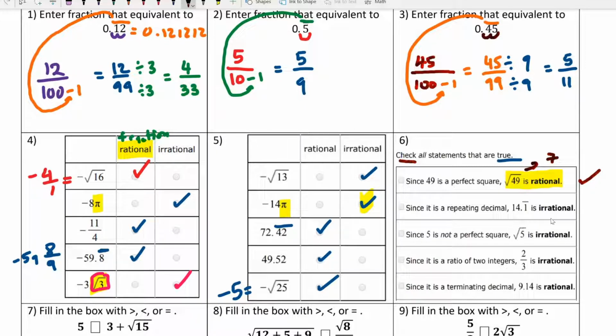14.1 with a repeating bar is irrational. We can write this as a fraction, so it's supposed to be rational. This statement says it's irrational, so it's wrong. We don't put a check mark there. Since 5 is not a perfect square, the square root of 5 is irrational. The closest perfect square number is 4. So this is irrational. This is true. 2/3 is irrational? Wrong. 2/3 is rational. This one says irrational, so it's wrong.